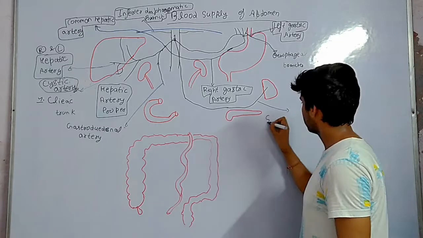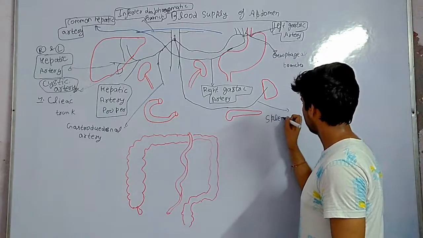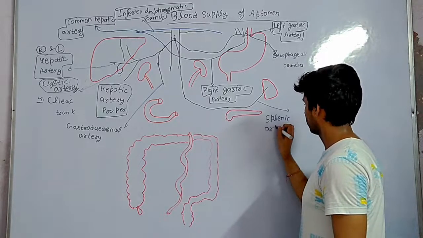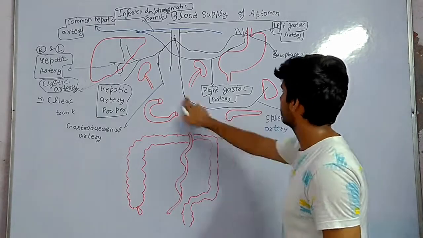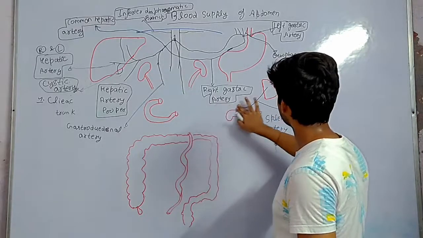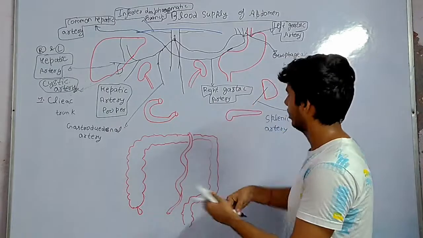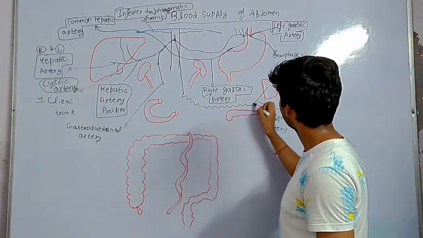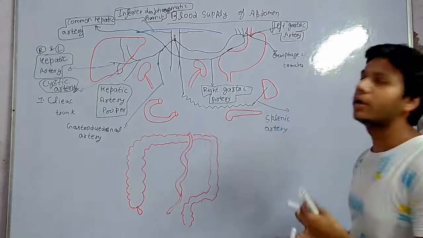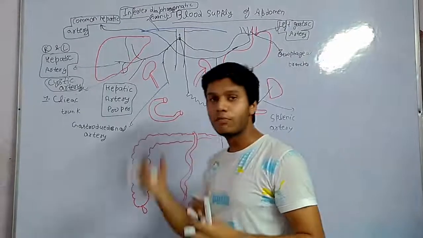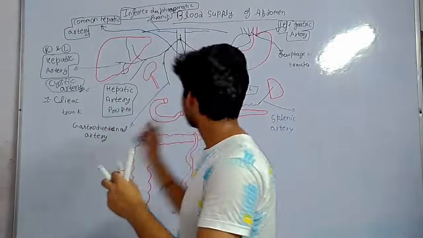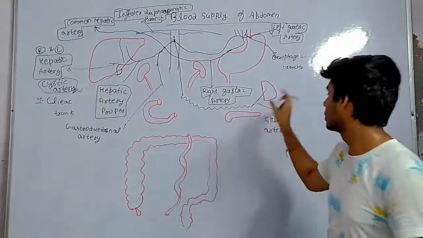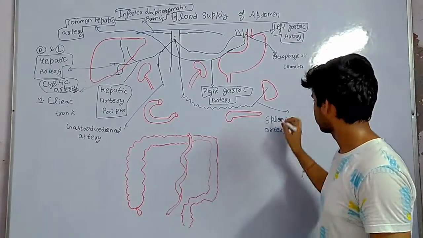This is called splenic artery, and it is not like this. It is present like this, tortuous. It is tortuous, not straight, because the stomach can also expand when food enters it. So this tortuousness provides extra length to the spleen. This is called splenic artery.